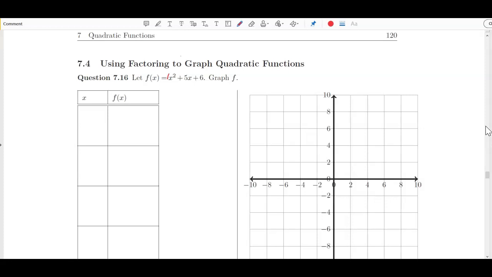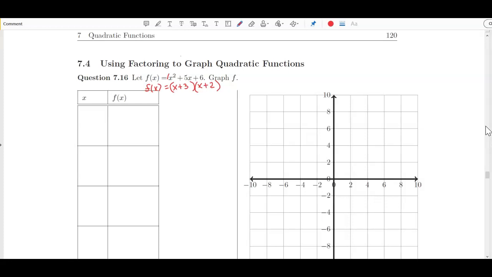Okay, so this f of x equals x squared plus 5x plus 6. Also could be written as, if I factored it, x times x gives me my x squared. What times what is 6 that adds to be 5? And that would be positive 3 and positive 2. And so this would be our factored form of this.